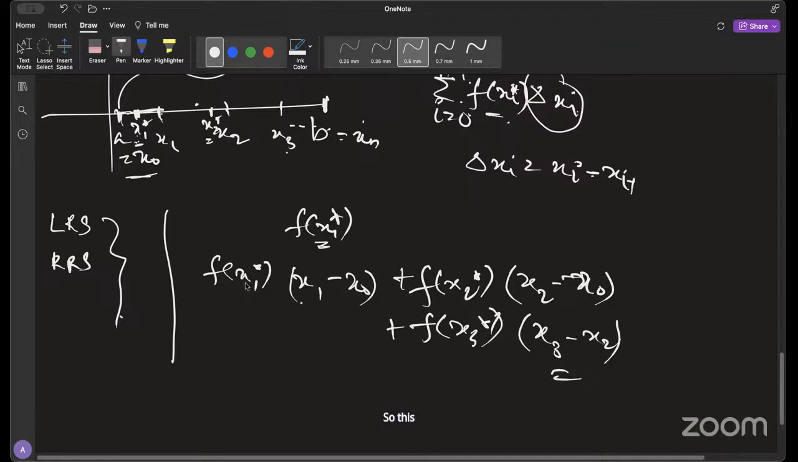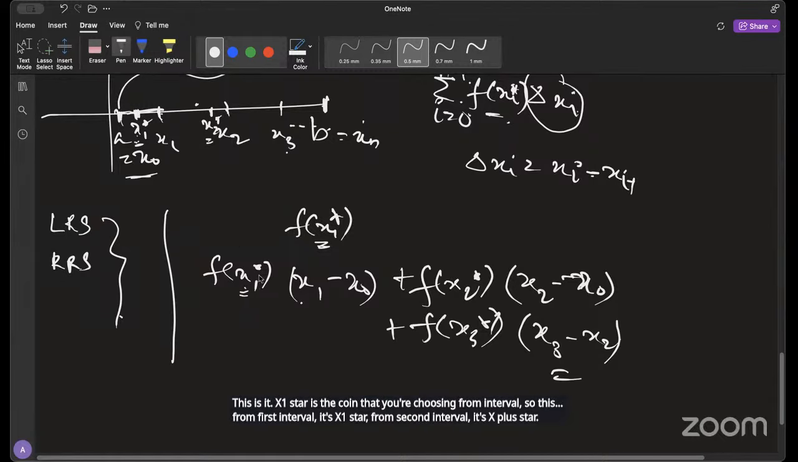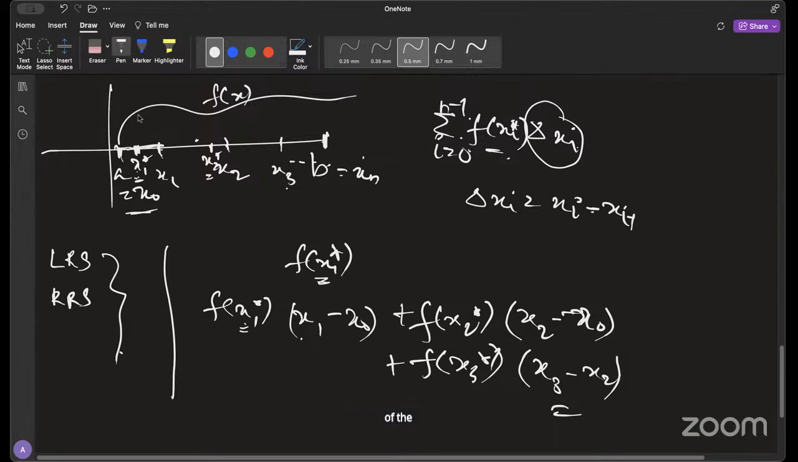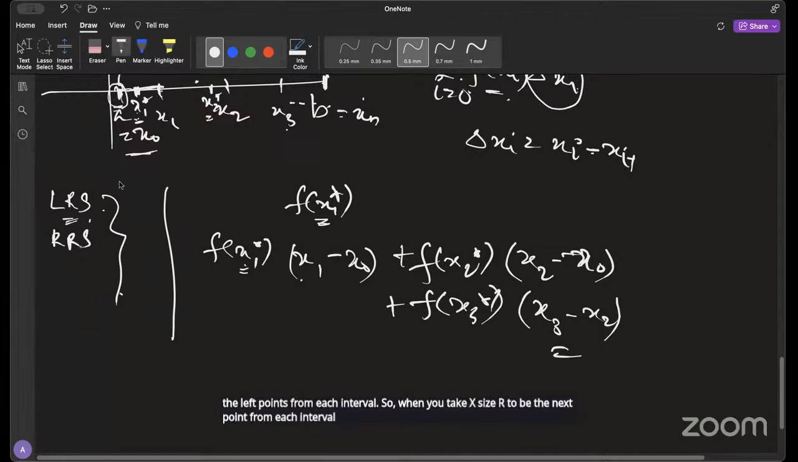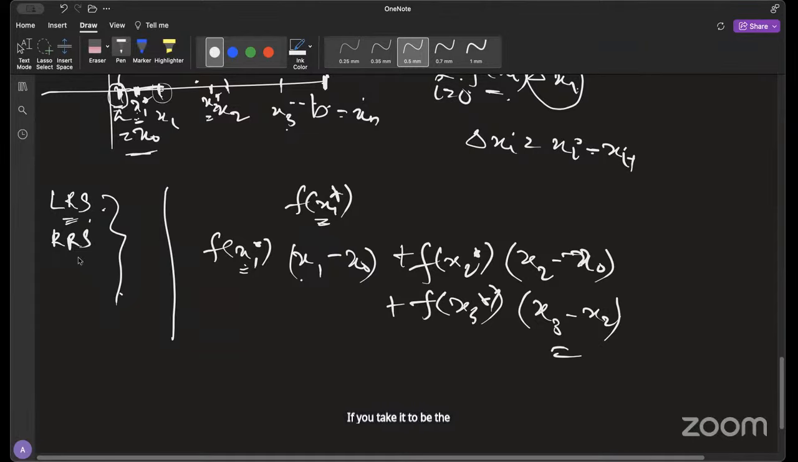So this is it. Where f(x1 star), x1 star is the point that you're choosing from the interval. So from the first interval it's x1 star, from the second interval it's x2 star. Then this is the height of the function. So basically this is f(x1 star). And then your left Riemann sum is basically when you choose the left point from each interval. So when you take xi star to be the left point from each interval, it's the left Riemann sum. If you take it to be the right one, it's the right Riemann sum. And if you take it to be the center of the interval, it's called something. I don't remember the name exactly, but there's one question on it in your assignments.